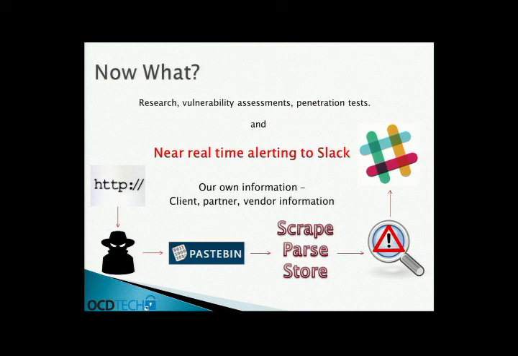So besides those two things, what we were trying to do at the very beginning was come up with a way to create alerts based on our own information being released to Pastebin, clients, partners, or vendors, that whole supply chain. So if any of that information makes its way to Pastebin, we want to create an alert on that. And initially, we had sent those via email, just like every other service. And people stopped looking at them, as is to be expected.